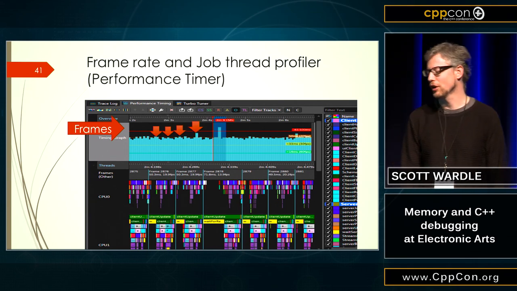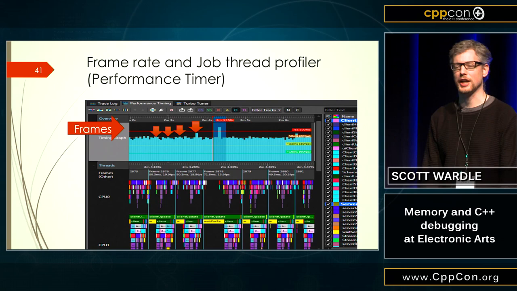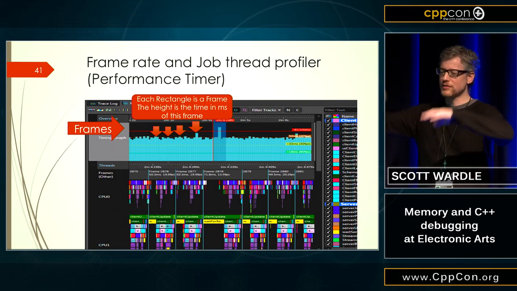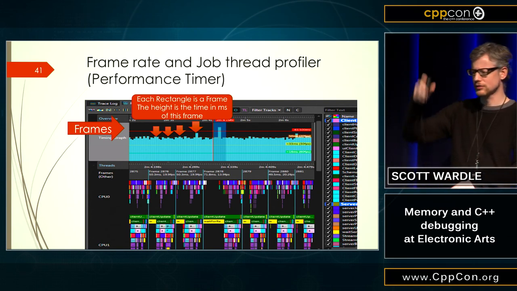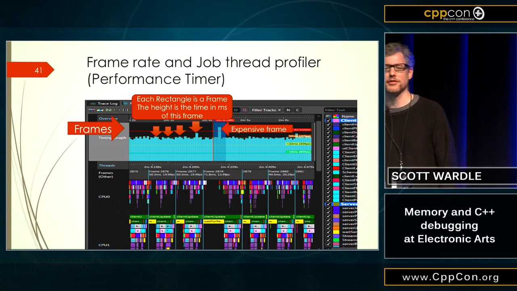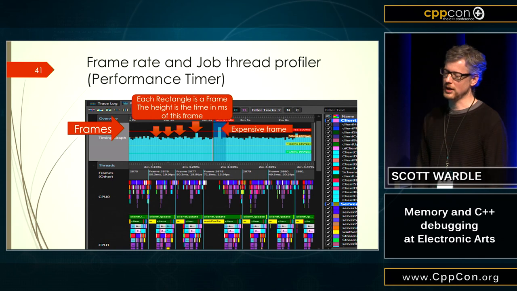Next thing is a frame profiler. And if you know anything about games, of course, games are broken up into frames. And the height of each one of these things is a frame. And so the higher it is, the worse it is. And so in this case, that is a very expensive frame, and that is not allowed. You gotta hammer that guy down somehow or another.